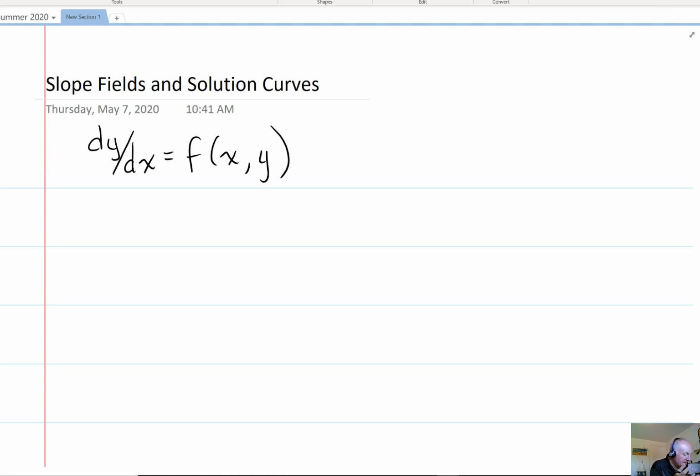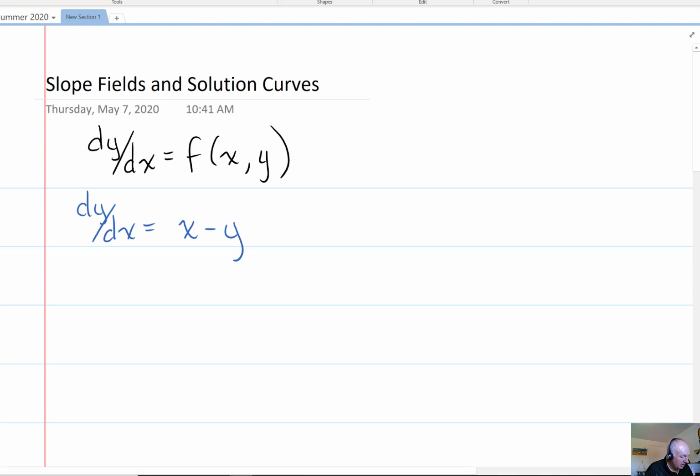All right, so let's grab a specific example here. Say dy/dx equals x minus y. So there's our right-hand side. We would love to solve this ultimately, but if we can't, is there a way we can learn something about the solutions without actually having to solve it? And that's where slope fields come into play.